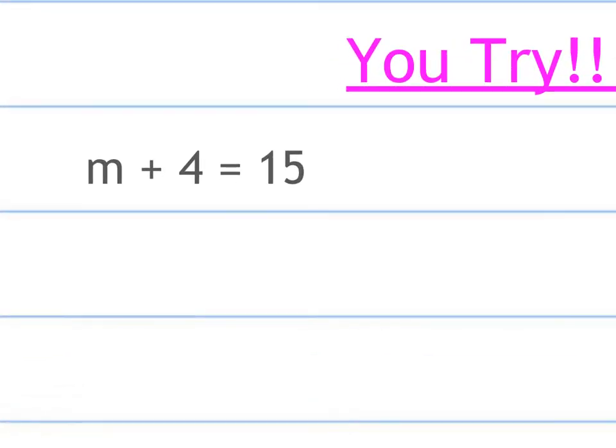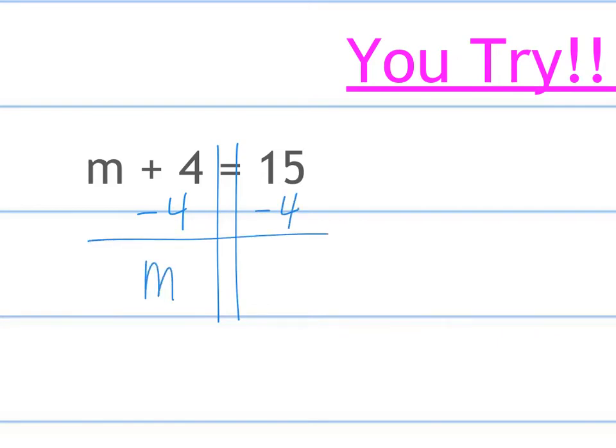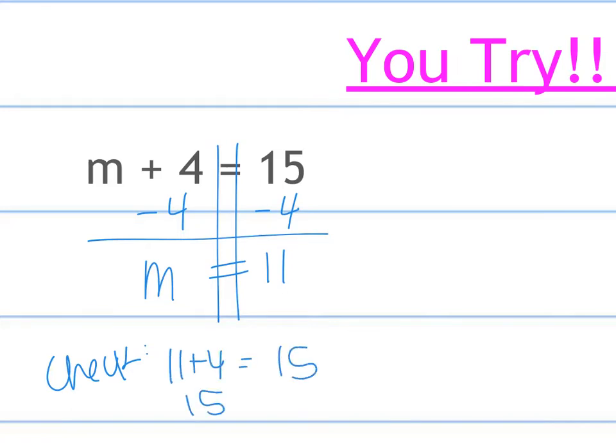First one, m plus 4 equals 15. Train tracks. Subtract 4 from both sides because we're doing the opposite of adding 4. m equals, well, 15 minus 4 is 11. Our check would be 11 plus 4 equals 15. I know 11 plus 4 is 15, so yes, that's correct.